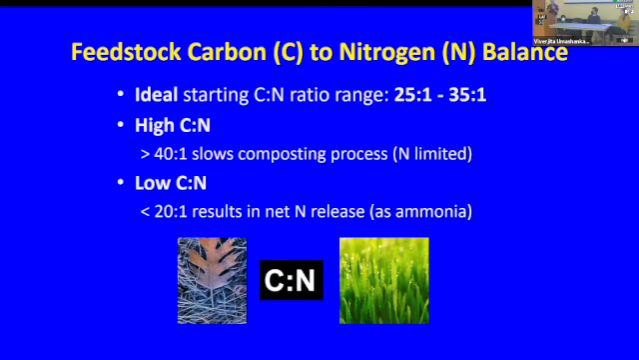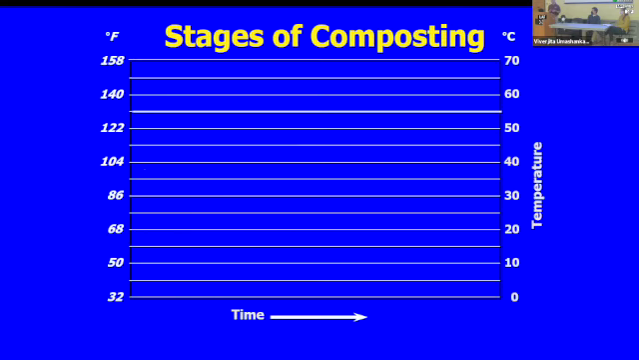The carbon materials, as we see illustrated by the brown leaf at the bottom, are those that are more carbonaceous: leaves, woody wastes, sawdust. And the high nitrogen or low carbon-to-nitrogen materials are food wastes, grass clippings, manure, biosolids, these kinds of high nitrogen materials. So how does composting occur?